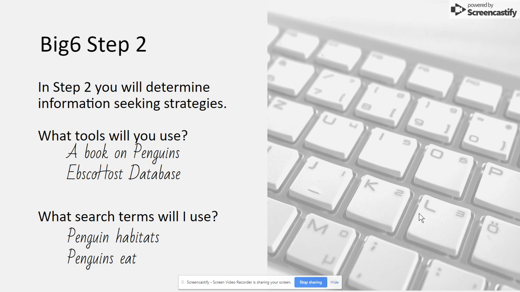In step 2, you'll determine information-seeking strategies. What tools do you have available? Which ones are you going to choose to use? So let's say I'm doing a research paper on penguins. I could find a book on penguins when I go to the library, and I can use maybe the EBSCOhost database that we have. What search terms will I use? Well, I'm going to need to look up the penguin habitats, where they live, what kind of environment they live in. I could look up penguins and what they eat, something like that.